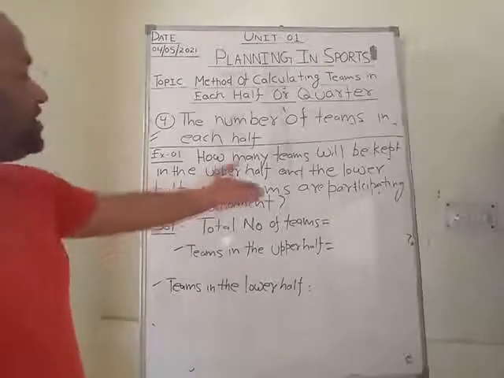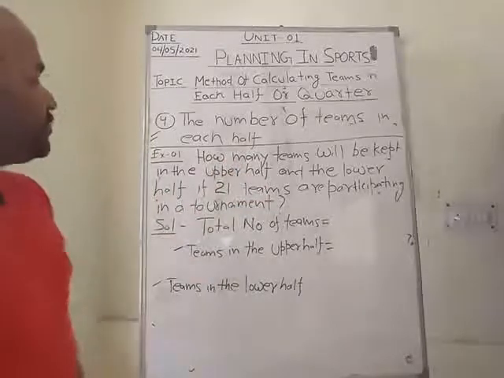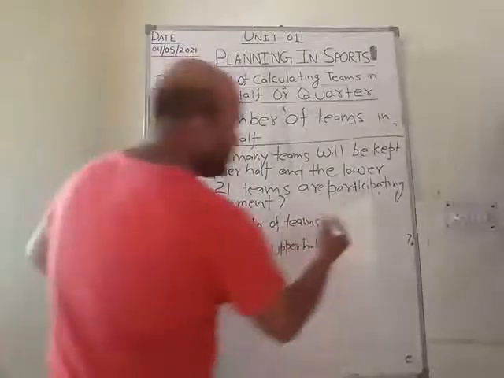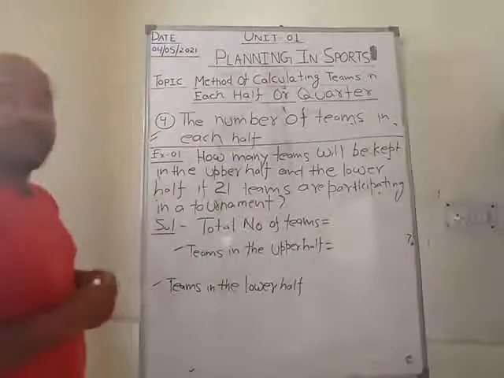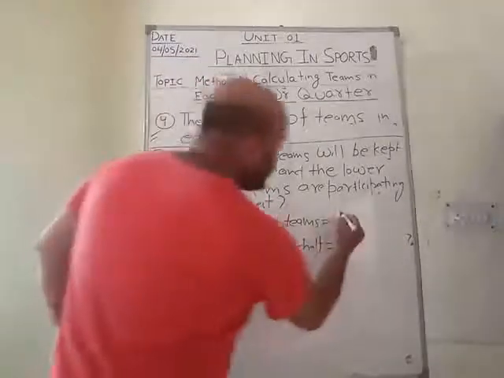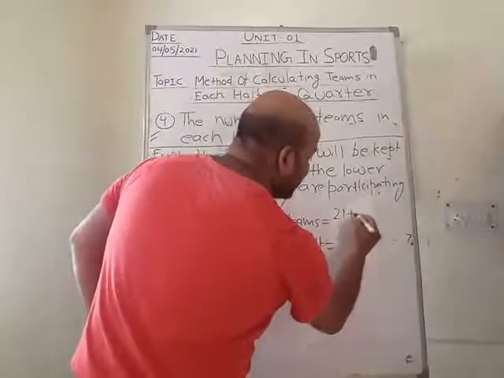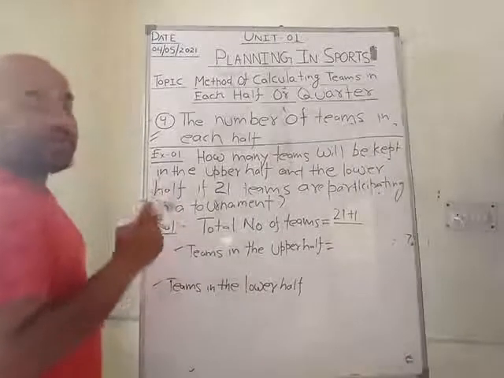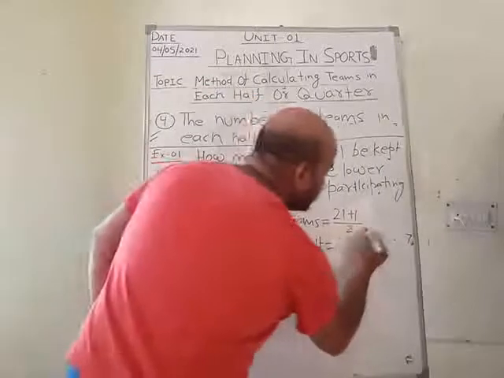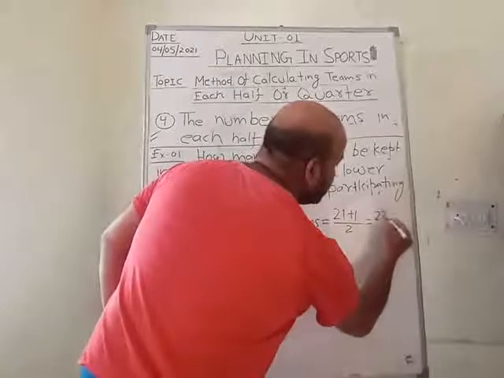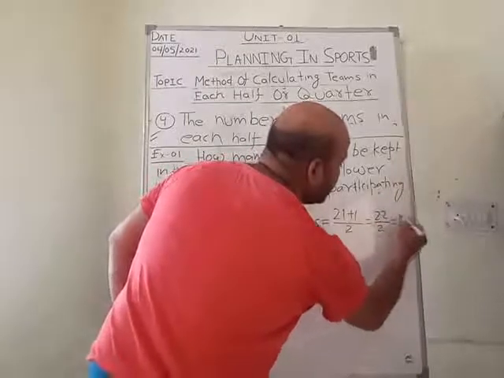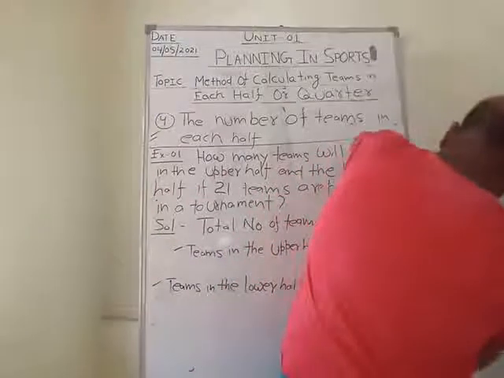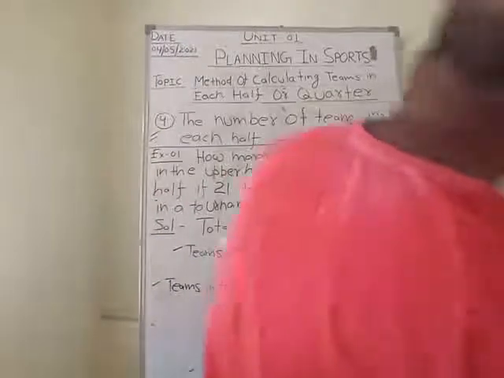If 21 teams are participating in the tournament, the total number of teams is 21. 21 plus 1 for the upper half, N plus 1 upon 2, equal to 22 upon 2, equal to 11 teams. 11 teams will come in the upper half.